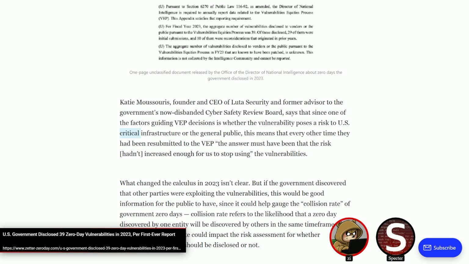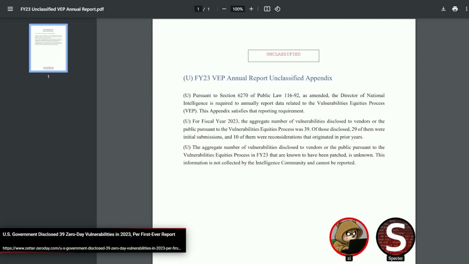But it just comes down to the fact that we have no information here. The unclassified document, which I've pulled up here, is literally a third of a page long. It's very short. It doesn't really say much, just, here are the numbers.